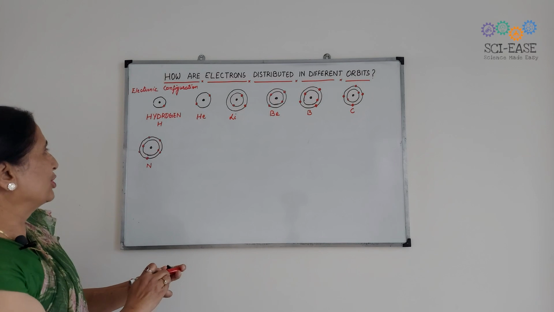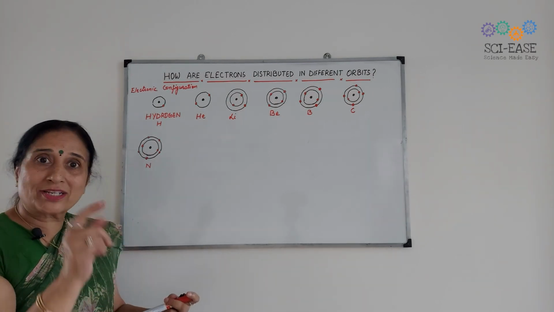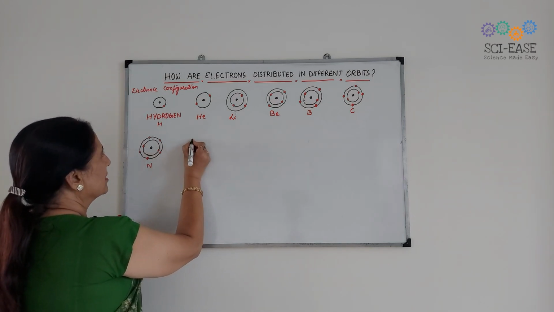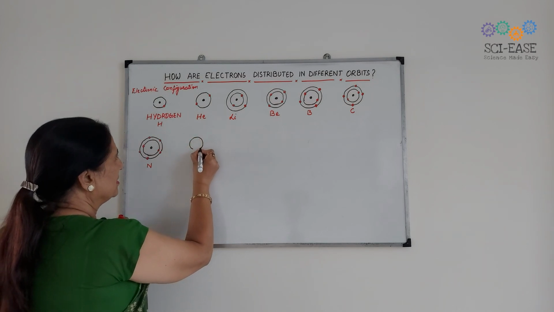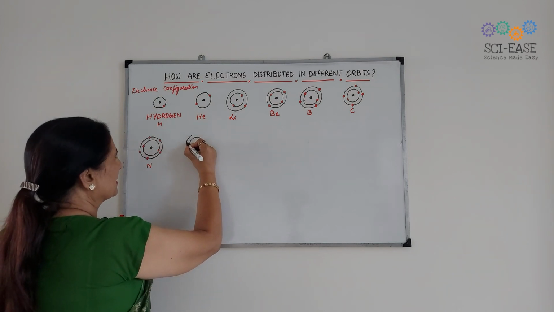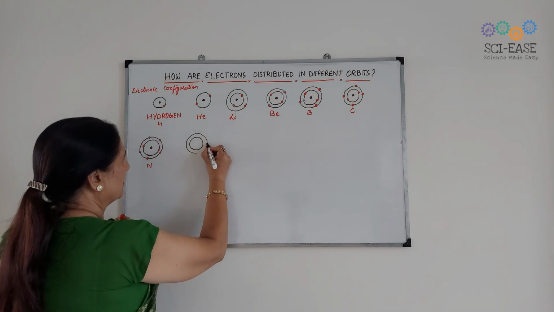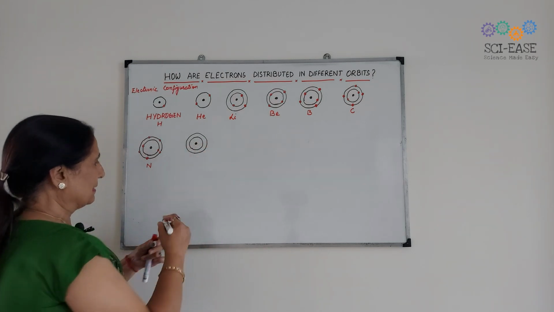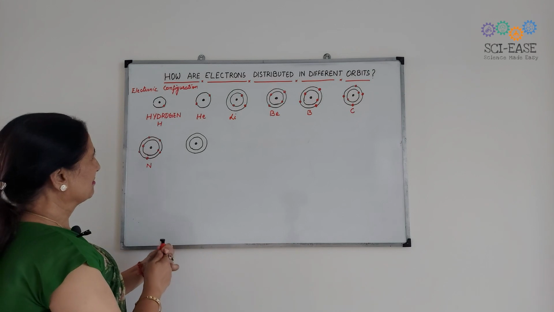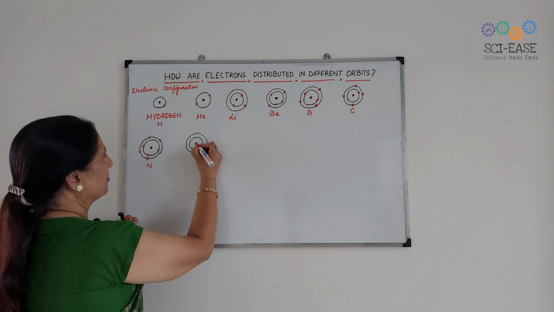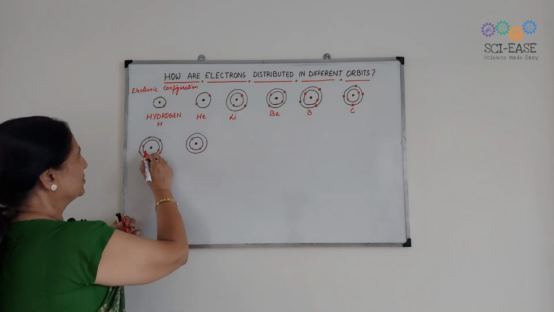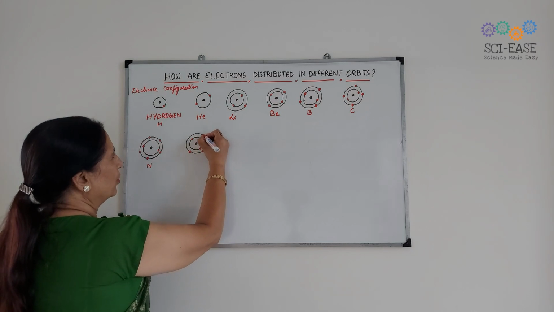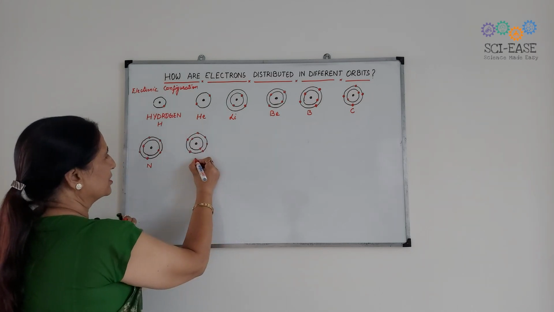Okay, so nitrogen, then comes oxygen. Here also, first shell, second shell. Clear? Two, now 6: 1, 2, 3, 4, 5, 6. This is oxygen.